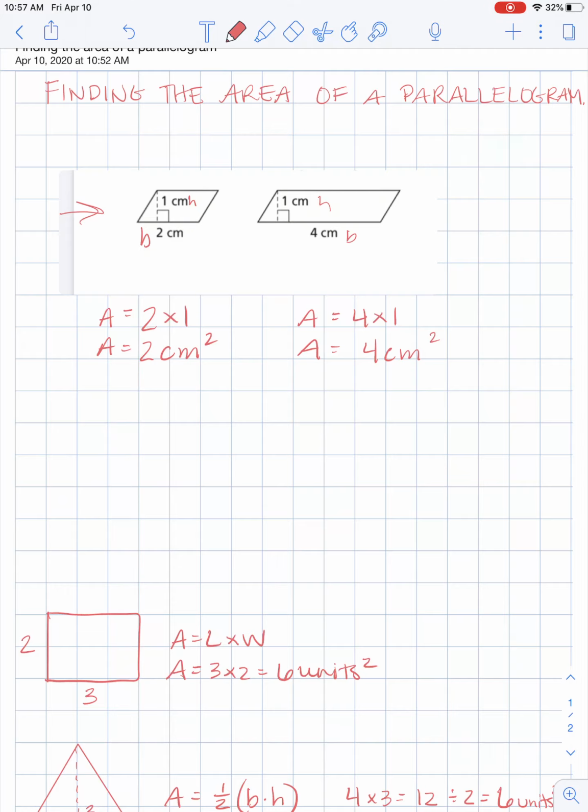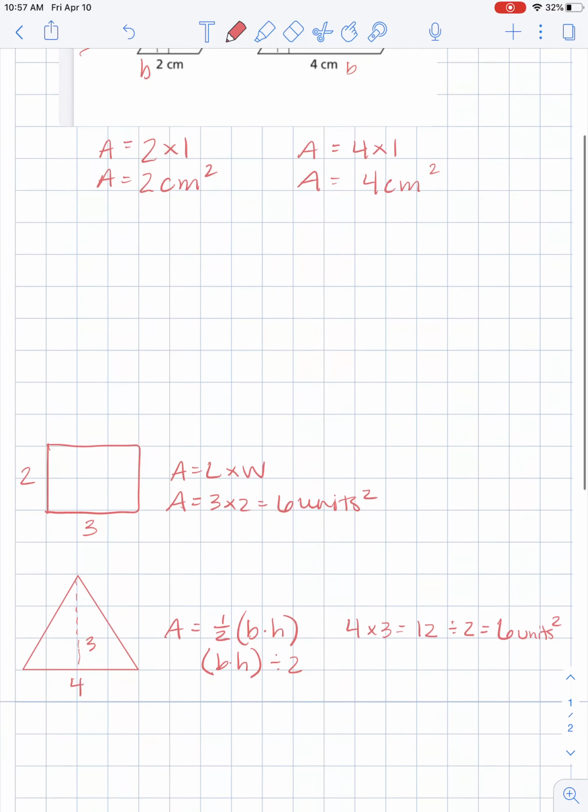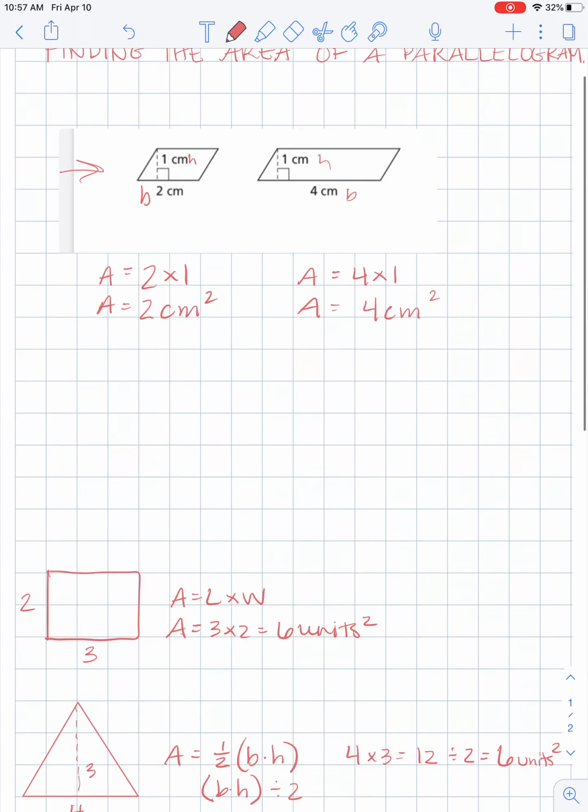and so we're just going to focus on area. So really quick again, rectangles, length times width. Triangles, 1/2 base times height, or base times height divided by 2. And for parallelograms, we're just doing base times height equals the area.